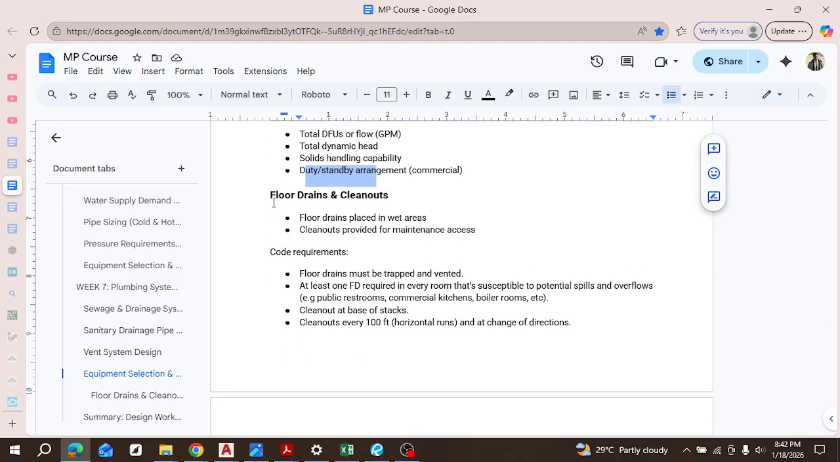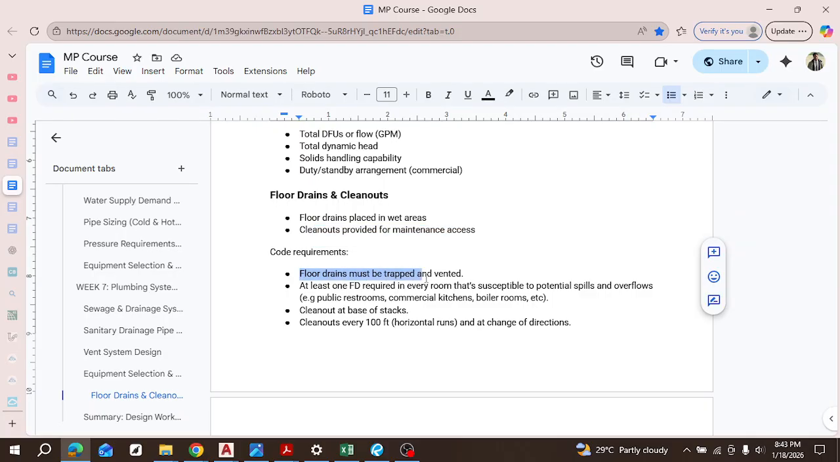So now let's talk about floor drains and cleanouts, right? These are not exactly fixtures, but they are part of the drainage system. Floor drains are usually placed in wet areas, any place that tends to get wet, right? And cleanouts are provided for maintenance access. Please just look up what these things are to give you a better understanding. I'm sure you know what a floor drain is. It's just the cleanout that might be a bit tricky for you.